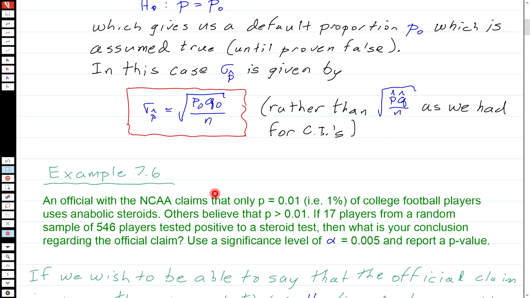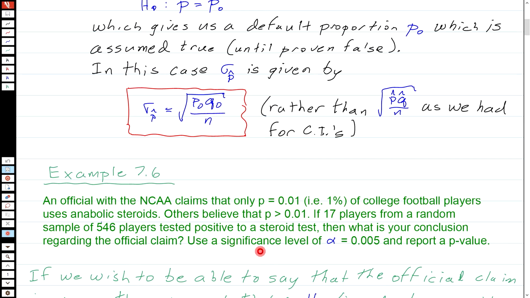Let's suppose an official with the NCAA claims that only p equals 0.01, i.e. 1% of college football players use anabolic steroids. Others believe that p is greater than 0.01. Now let's suppose we've selected 546 players at random, and 17 of those tested positive to a steroid test. Then what is your conclusion regarding the official claim?